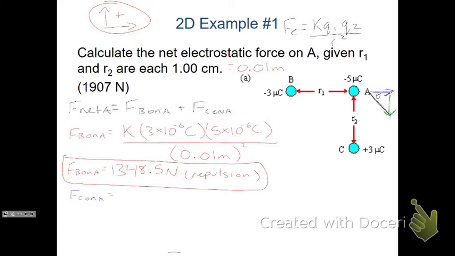Okay, and then we'll do the same thing for A and C. So it's K, 5 times 10 to the negative 6, multiplied by 3 times 10 to the negative 6, divided by 0.01 meters squared. And I get 1348 attractive.